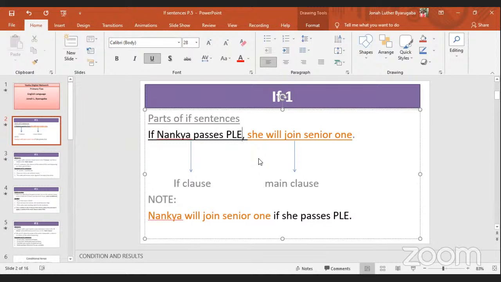If Nakia passed PLE, she'll join senior one. No, don't put this one, the main clause. Leave the main clause because the main clause is independent. Okay, teacher.